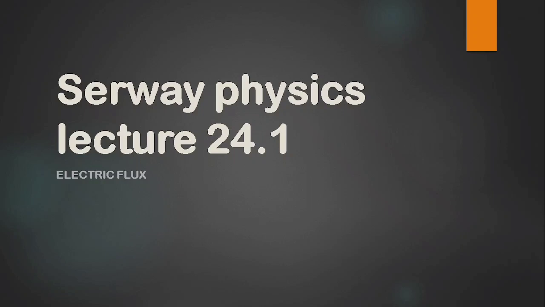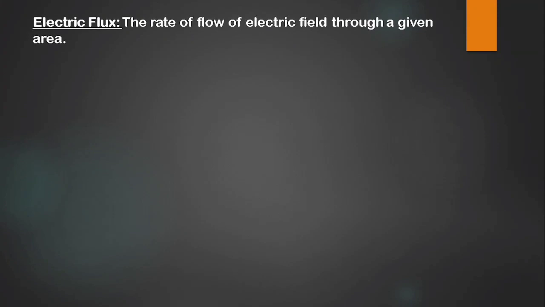Hello everybody, in this video we will discuss chapter 24 section 1 in Halliday physics. In this section we will study the electric flux. So what is the electric flux? The electric flux is the rate of flow of electric field through a given area.